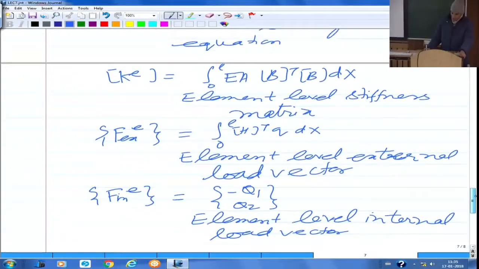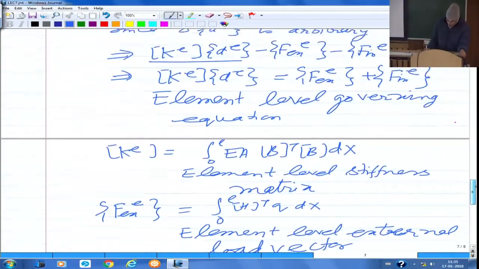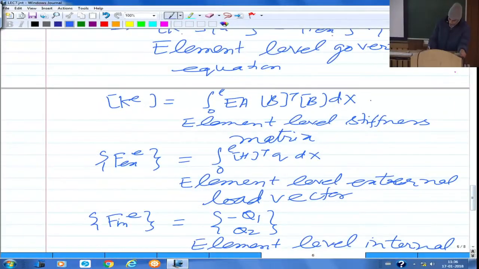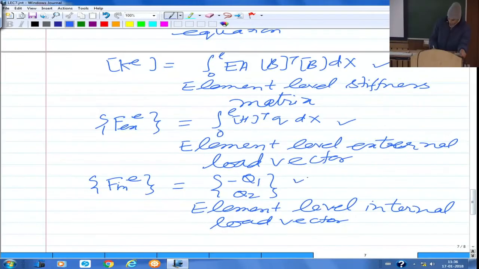So finally we get what I just wrote: this is the element level governing equation. This is the element level stiffness matrix, external load vector, and this is the internal load vector, and they are defined by this. So this is, briefly, the steps involved in deriving the element level governing equation.